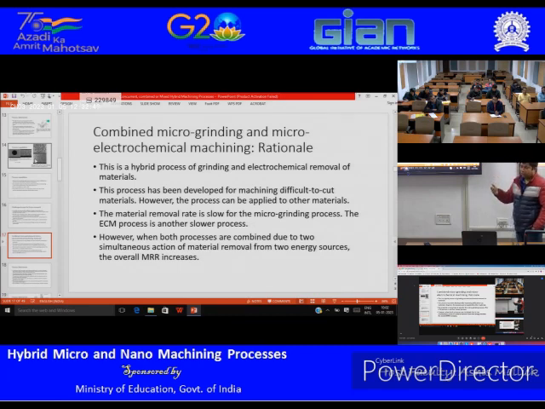So the goal is, microgrinding is a slow process, right? And micro ECM is another slow process. But when you are adding both, you are trying to improve the material removal rate. Both processes will give you good surface finish, so no problem with the surface finish, but you are trying to increase the material removal rate for two slow processes by combining them together. Okay.